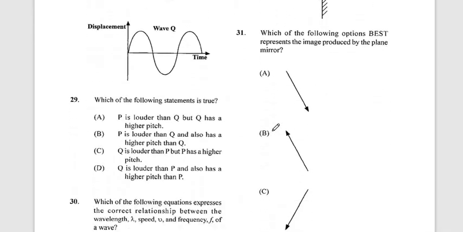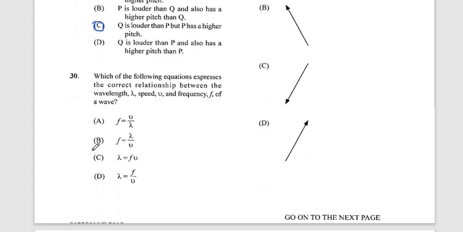29. Which of the following statements is true? C. Q is louder than P, but P has a higher pitch. 30. Which of the following expresses the correct relationship between wavelength, speed, and frequency of a wave? A. Frequency equals velocity over wavelength.